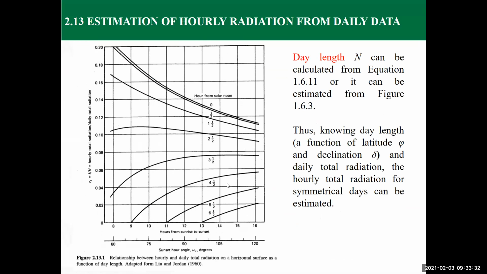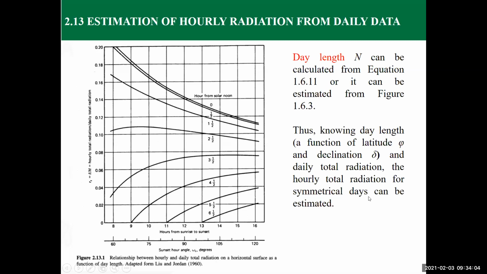So if you have the solar hour, which is the top figure, and then half an hour before or half an hour after, 1.5 hours before or after, 2.5 hours before and after, and so on. If we are talking about, for example, 9:30 in the morning, it's 2.5 hours away from the solar noon. So that would be a representation of the value of I over H for this case.